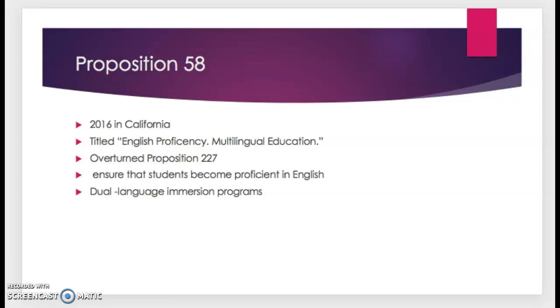It ensured that all students become proficient in English. So it involved dual language immersion programs. And these dual language immersion programs were for native and non-native English speakers. So this kind of took us in a circle from going from Proposition 227 to Proposition 58.